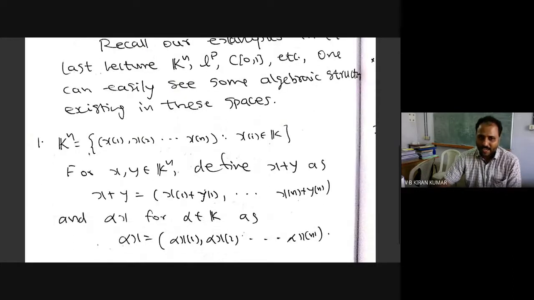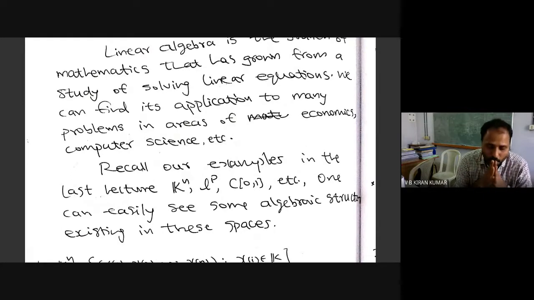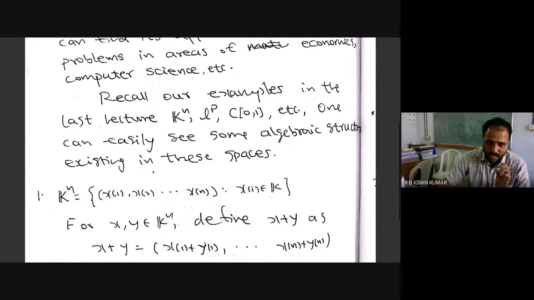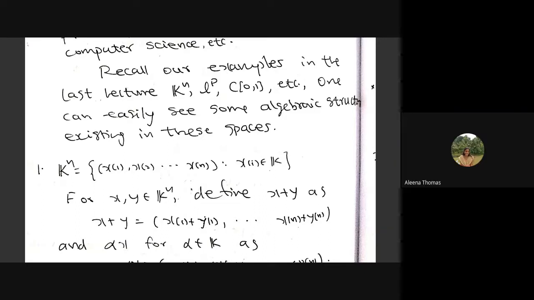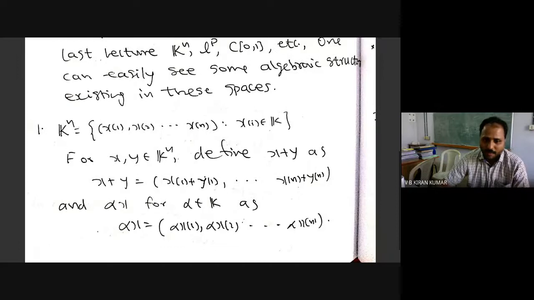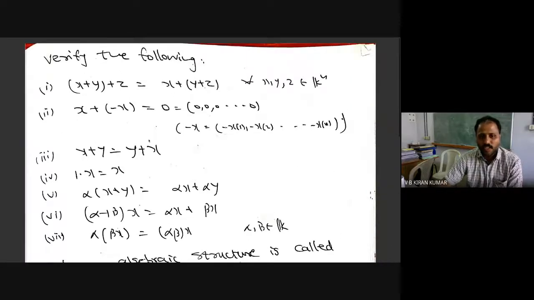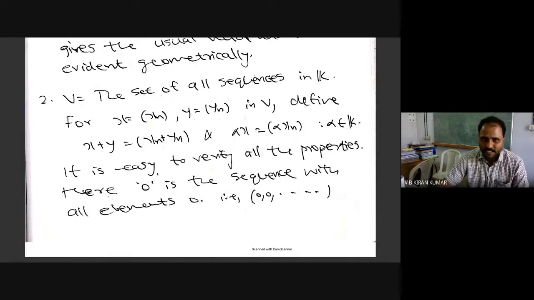So recall Kn. You please tell me what are the operations required to make a vector space? Vector addition and scalar multiplication. Okay. So in Kn, how do you define addition? Coordinate-wise addition. Similarly, scalar multiplication, coordinate-wise multiplication. So let me leave this. You can verify the properties, everything. Now this comes from the usual vector addition geometry and so on. So shall I skip all these things?